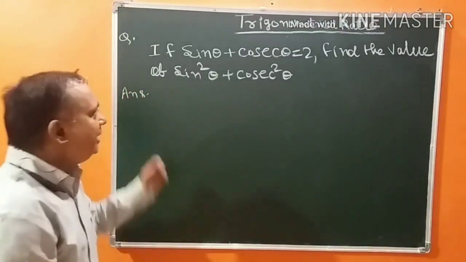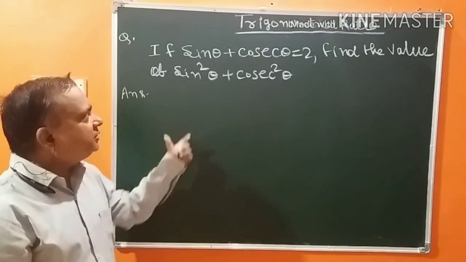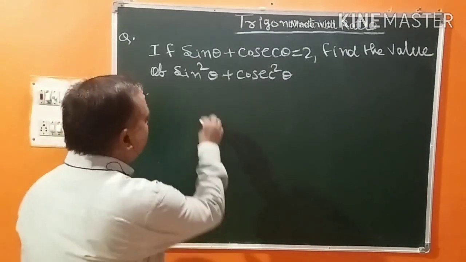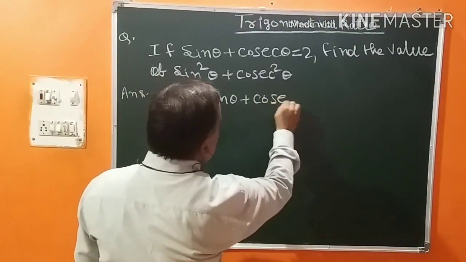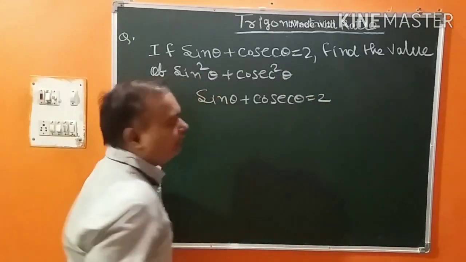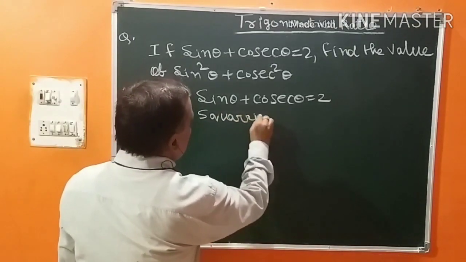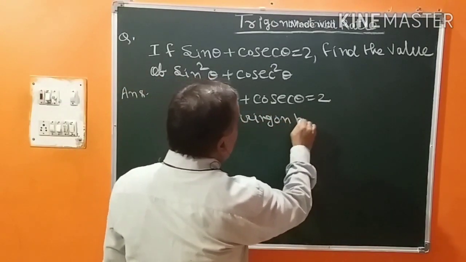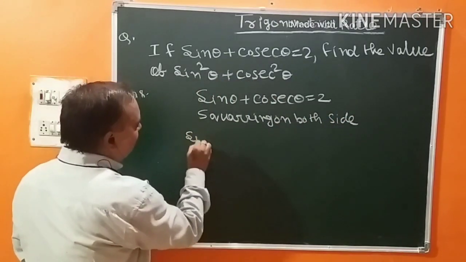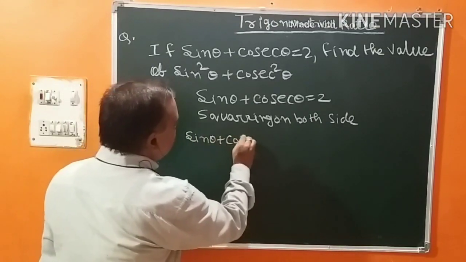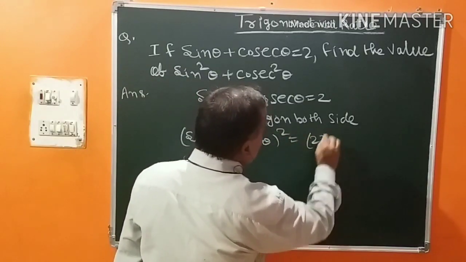Now the next question is, if sin theta plus cosec theta equal to 2, find the value of sin square theta plus cosec square theta. So we have given sin theta plus cosec theta equal to 2. Now first, squaring on both sides. So I can write sin theta plus cosec theta whole square equal to 2 square.